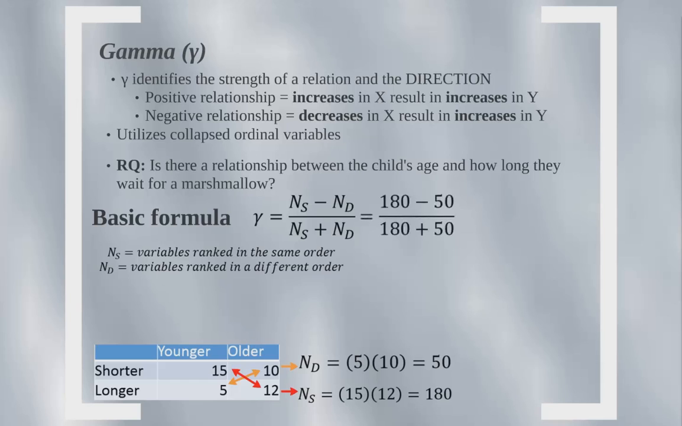So let's go ahead and do that. So we have 180 minus 50 divided by 180 plus 50. And so if we run that calculation, what we find is a 0.56. So again, just like our other statistics, this tells us the strength of our relationship.